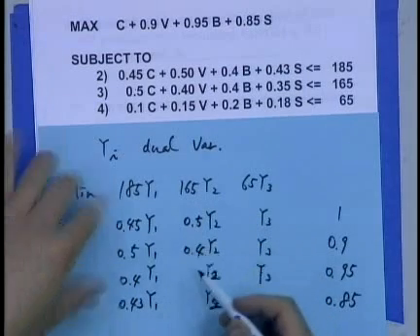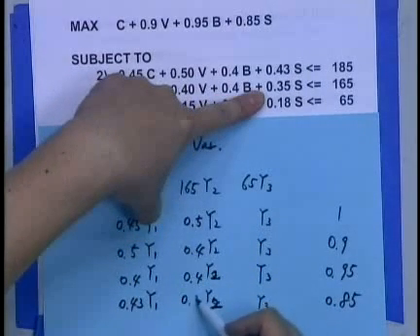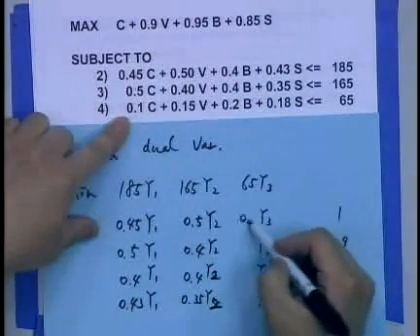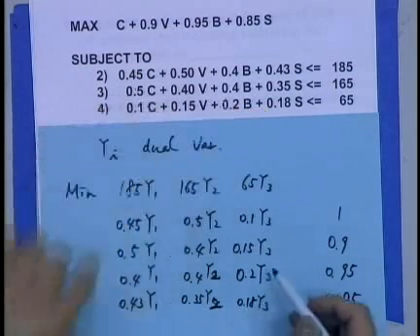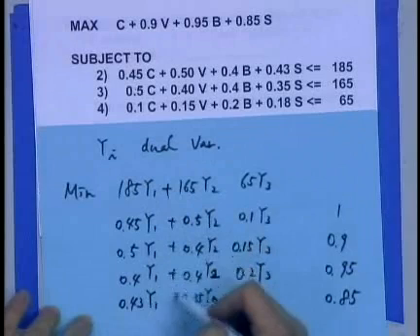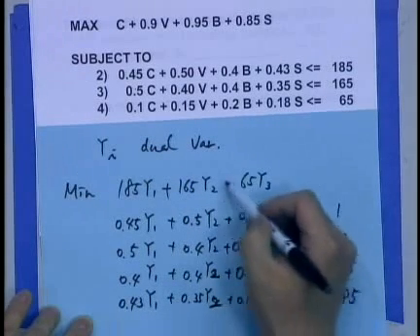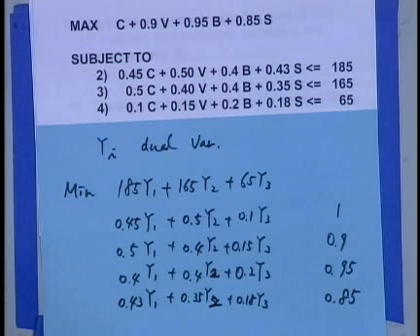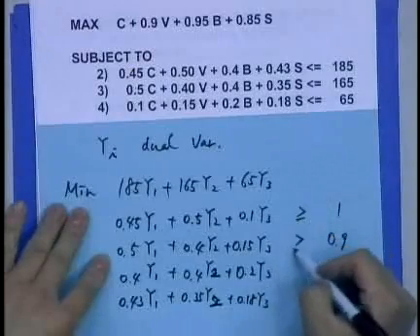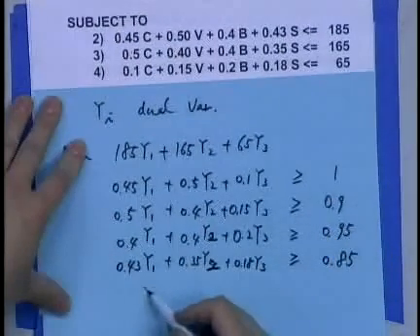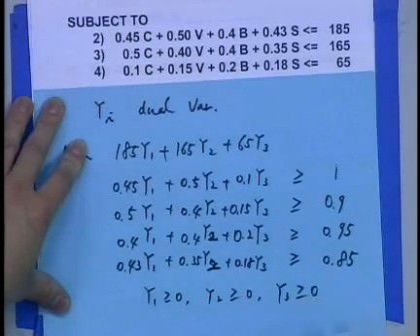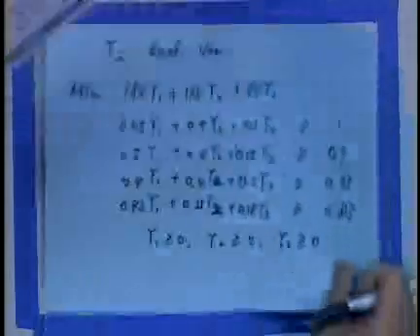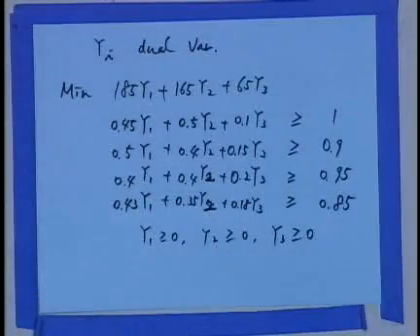0.5, 0.4, 0.4, 0.35, and 0.1, 0.15, 0.2, 0.18, right? And we have all positive signs. And we have greater than or equal signs, right? And all the variables are also non-negative. So we have the dual problem like this, right?